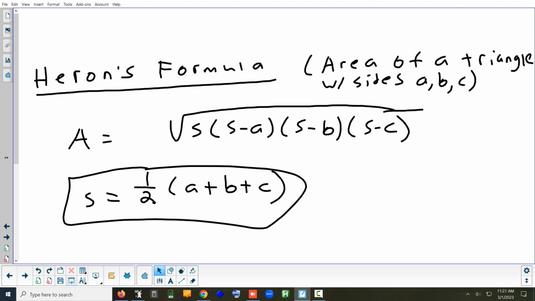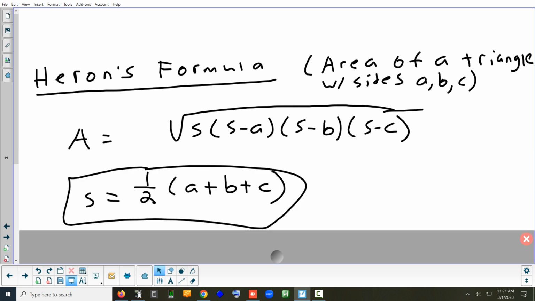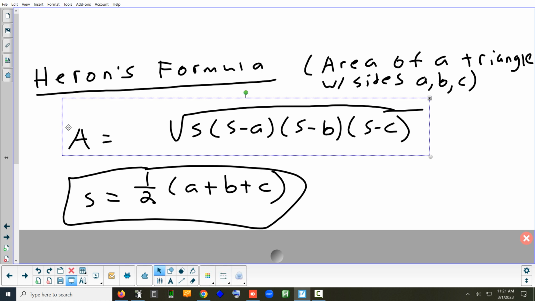So Heron's formula relies on knowing the three sides. That's what the A, B, and the C are. But it also relies on one more thing, and that's S. If you look at how S is being calculated, can anybody tell me what that really represents? It represents half the perimeter, or the semi-perimeter.